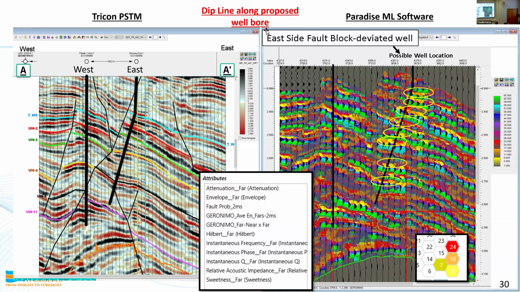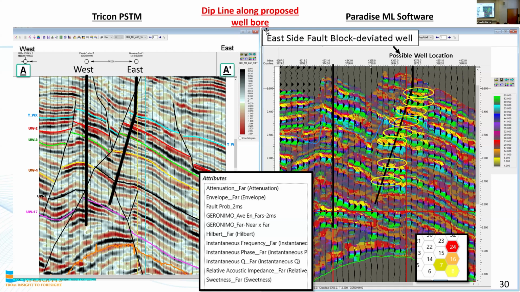We have a way of going into each cluster and looking at the breakdown of the attributes that make up that cluster. So when you start seeing things like sweetness and energy absorption and attenuation and all the hydrocarbon indicators pile up in one neuron, then your level of confidence goes really good to say, I don't think that's coming from a shale. I think that's coming from a sand. So I identified a whole bunch of sands that we wanted to try to target.